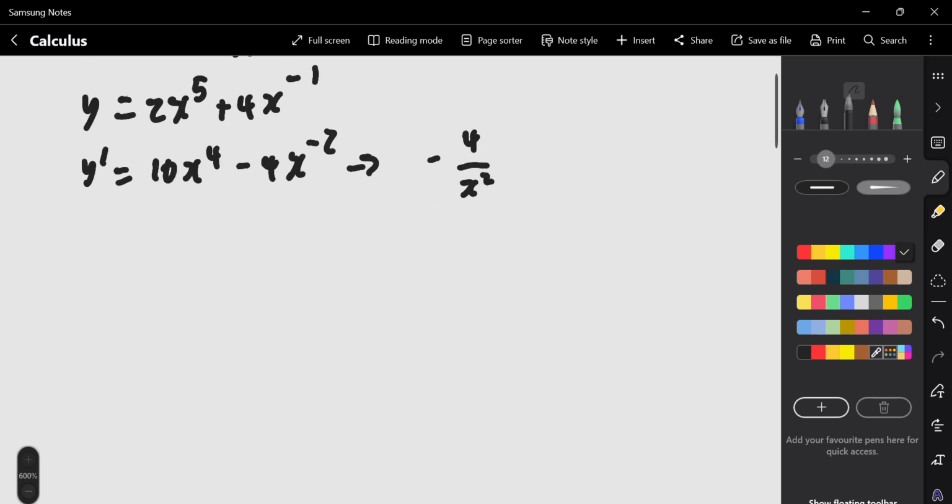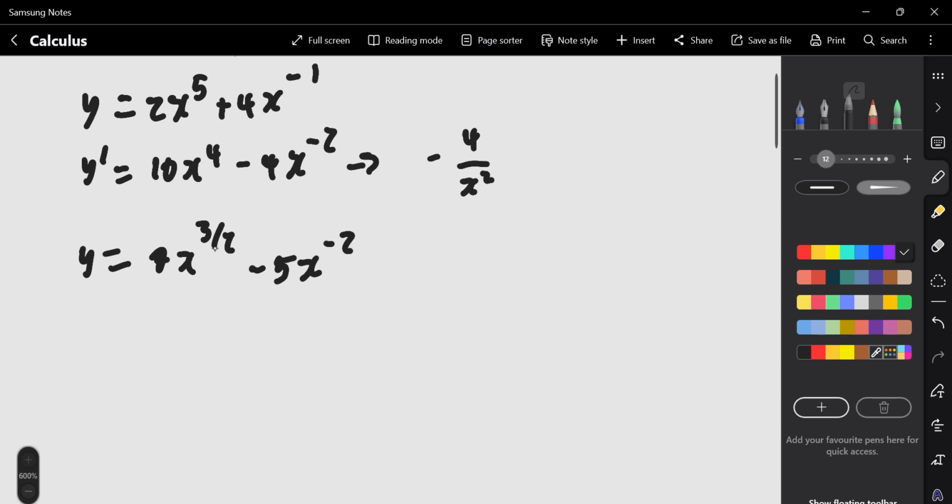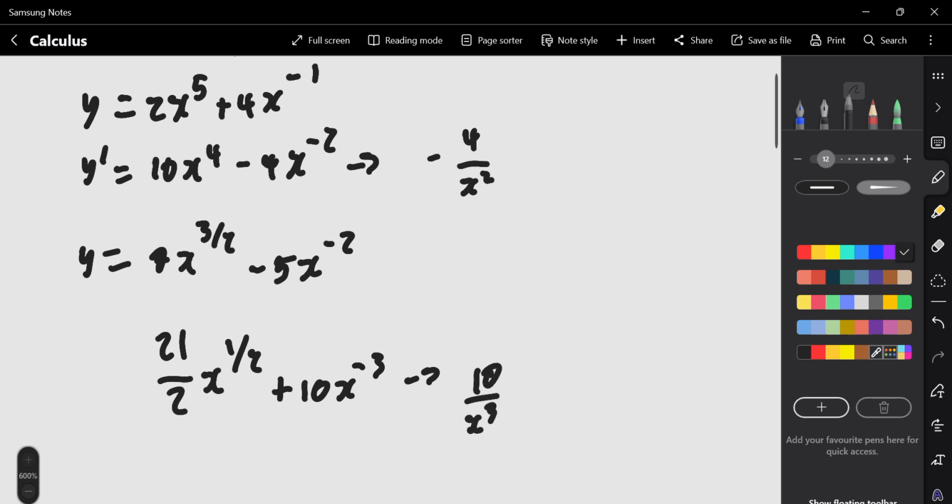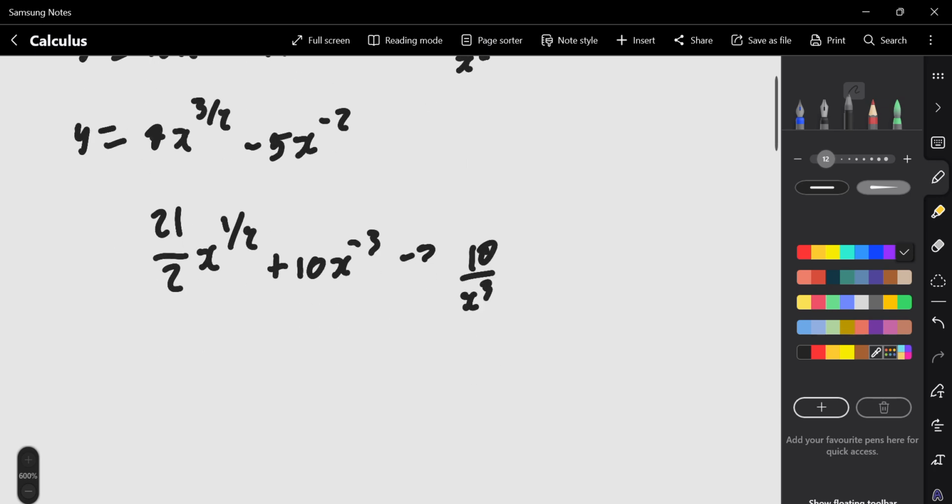Nice. Let's do some fractional indices. So we could have y equals 7x to the 3 over 2 minus 5x to the minus 2. Okay. So times through, 7 times 3 is 21. So we're going to have 21 over 2 x to the half. Minus and a minus make a plus. So you're going to have plus 10x to the minus 2 minus 1 is minus 3. Or, like I said, you can have this as 10 over x cubed. Cool.